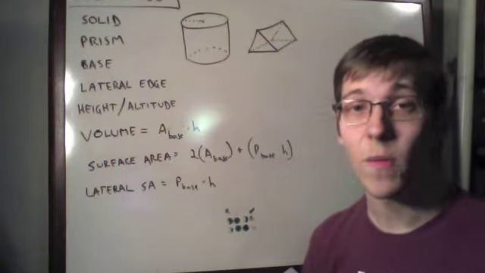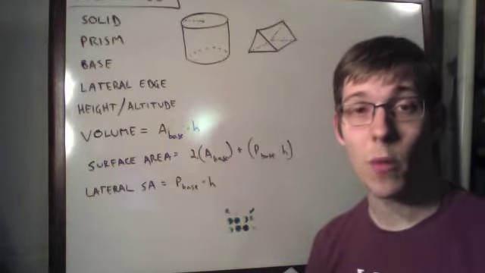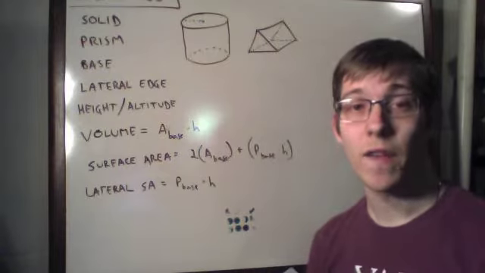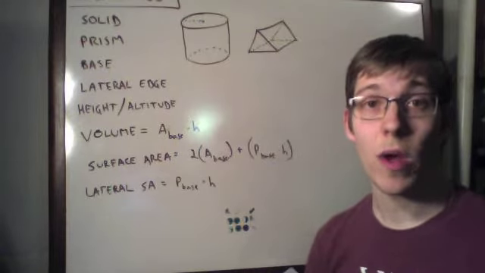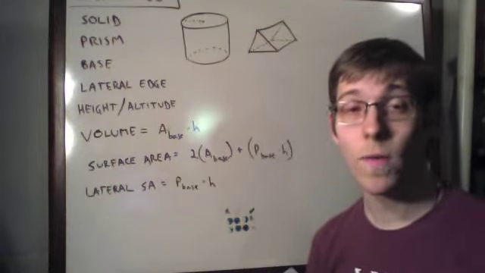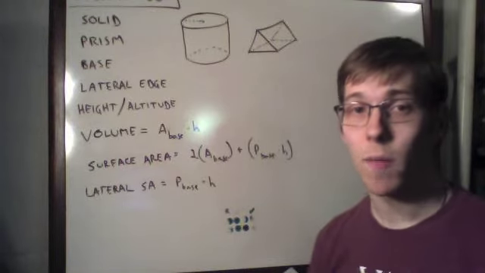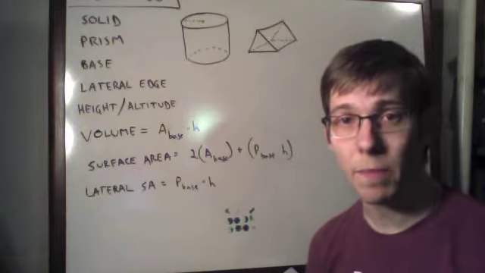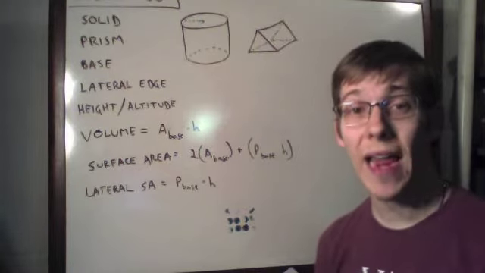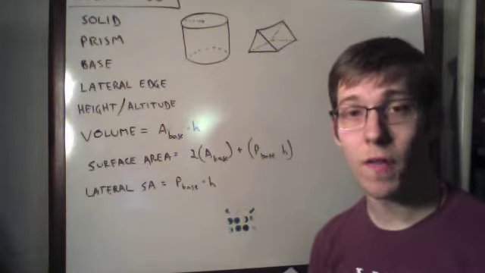Otherwise, your volume's not going to be right. So figure out what your base is. To figure out the area of that is going to depend on what kind of shape it is. So if it's a circle, you'll use pi r squared. If it's a triangle, 1/2 base times height, or whatever, depending on the shape of it. And take that and multiply it by the height or the lateral edge of the prism.